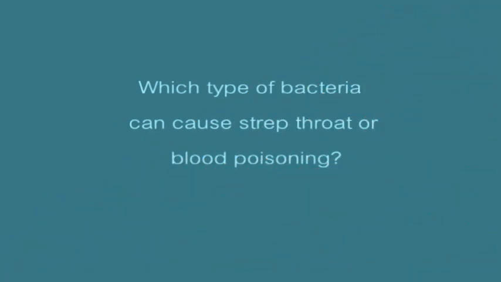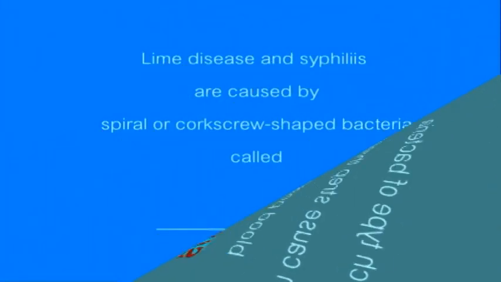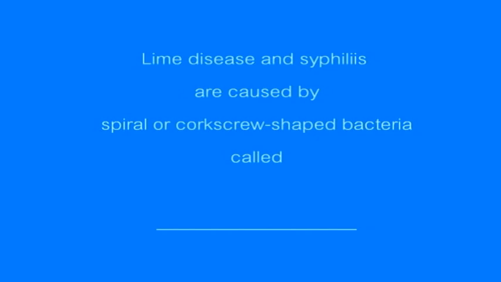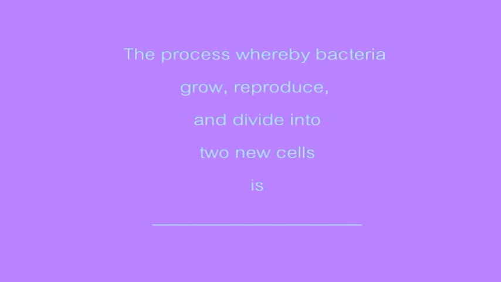Which type of bacteria can cause strep throat or blood poisoning? Streptococci. Lyme disease and syphilis are caused by spiral or corkscrew-shaped bacteria called Spirilla. The process whereby bacteria grow, reproduce, and divide into two new cells is binary fission.